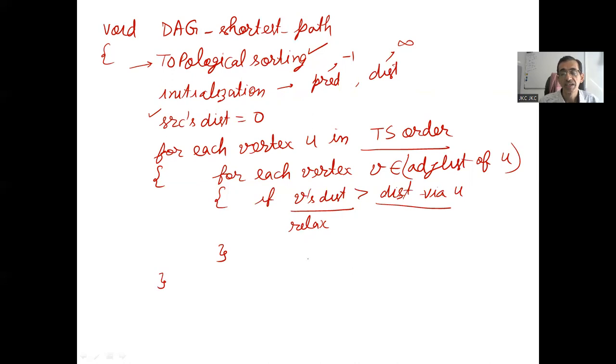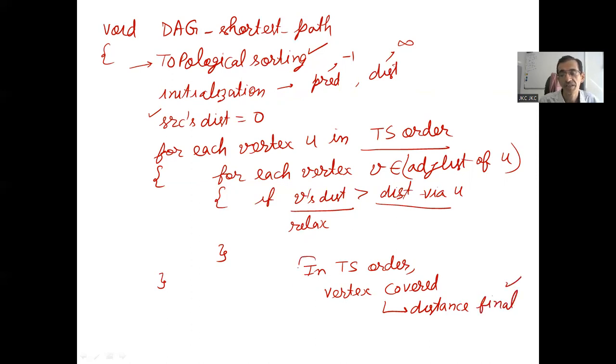So effectively, in TS order, whatever vertex is covered, that distance becomes final, because no incoming edge further can reduce that distance. So here the logic works in this order. Having said that, now I can quickly see that this will also work. In the book, one example is given. You can check and work on that. If there are doubts, it will be discussed, but I think it will be easy for you.